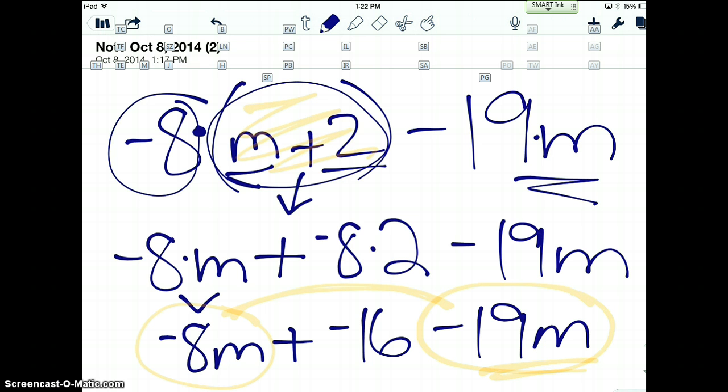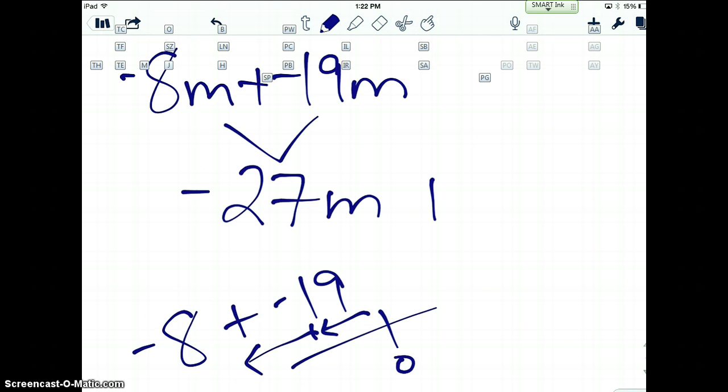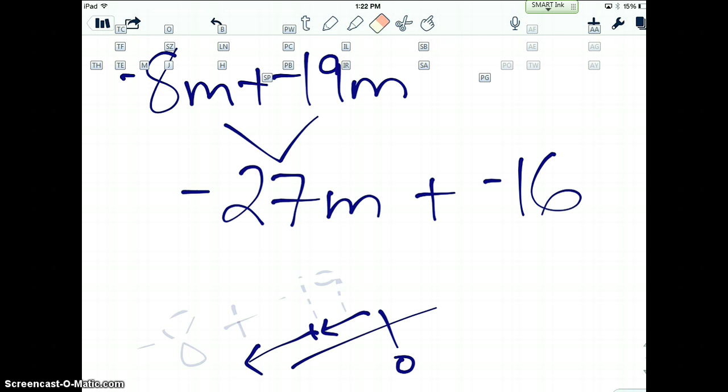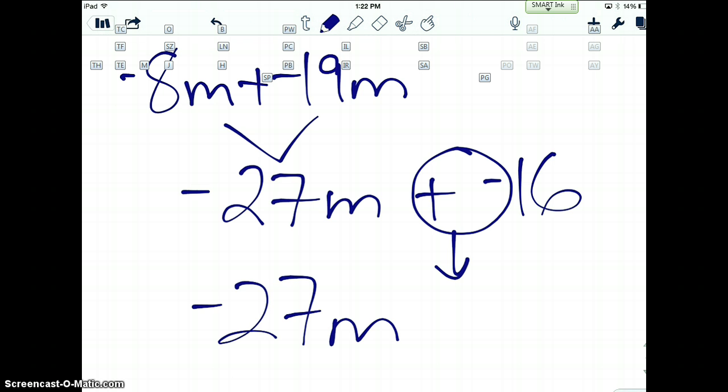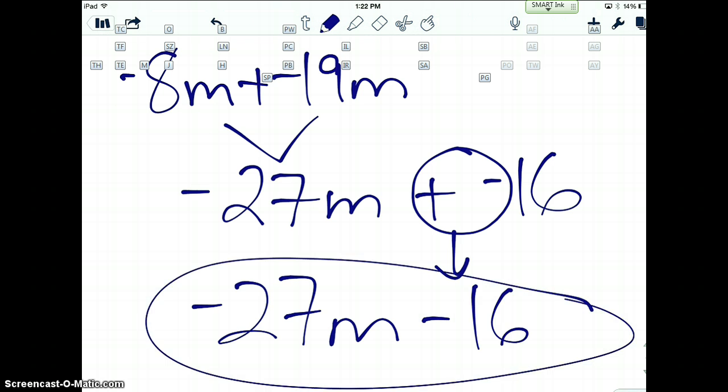No, because if I look back, I had this plus -16. So I'm going to attach that at the end there. And I could leave my answer that way, although mathematicians, we tend to, if we see a plus and then a negative, we actually simplify that down. We don't need to write a plus and a negative because that really just means subtraction. So I'm doing -27m minus 16. And those cannot be put together because they're not like terms.